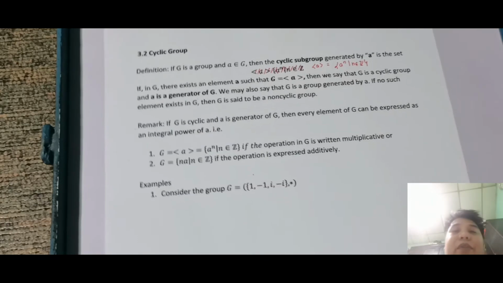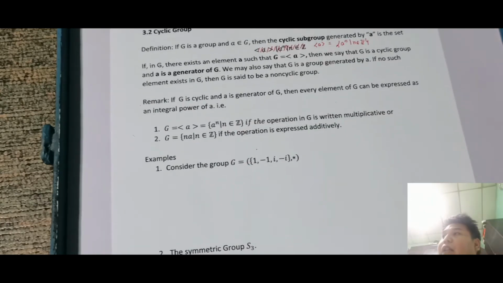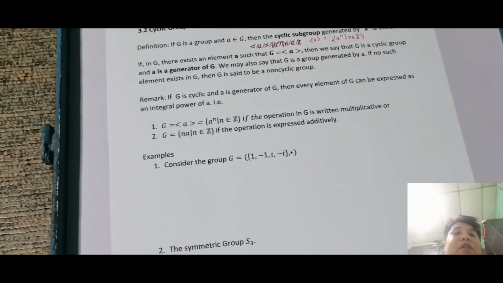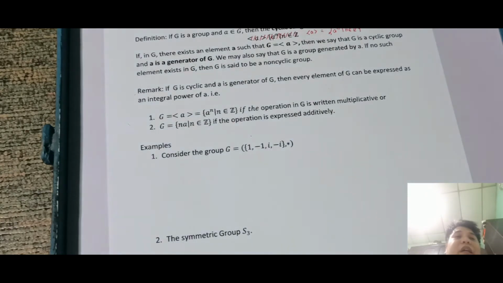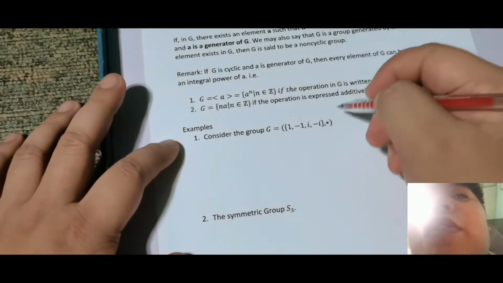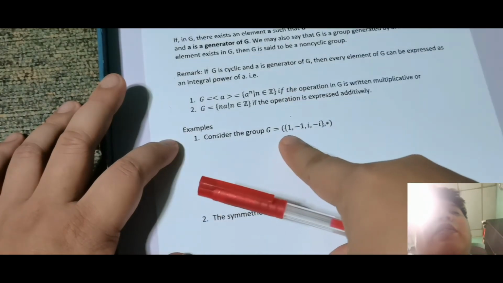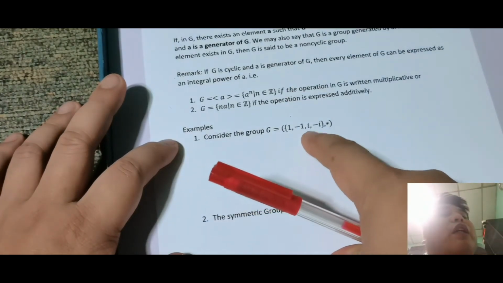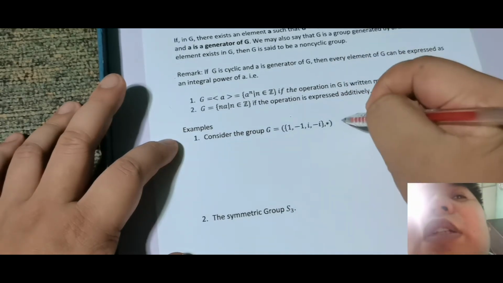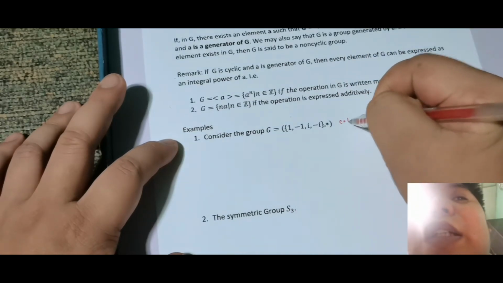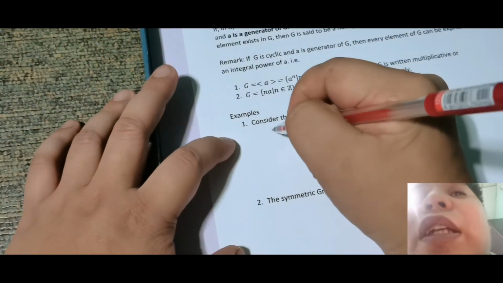Now, para sa example at mas maintindihan ninyo yung pinag-uusapan natin for this video, let's have an example. Ang gagawin ko is i-generate ko lahat ng element ng mga yan. Consider the group G, the set containing 1, negative 1, i, and negative i, with asterisk as multiplication. We all know that the identity element dito is 1, kasi ito ay multiplication. Unahin natin yung cyclic subgroup generated by 1.